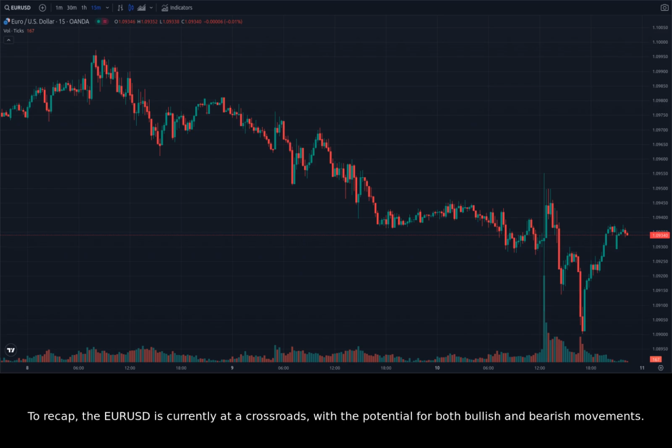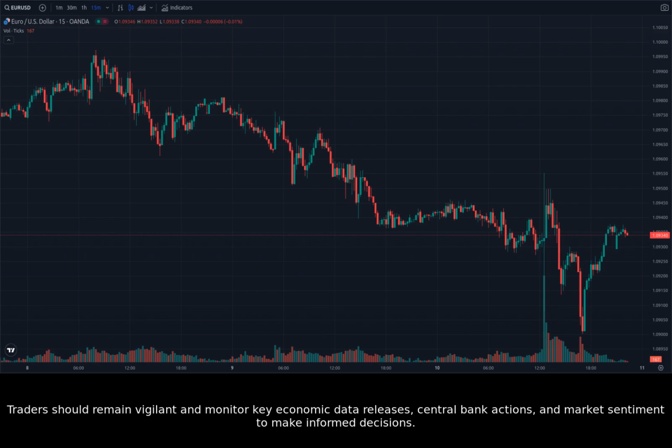To recap, the EURUSD is currently at a crossroads, with the potential for both bullish and bearish movements. The 1.0950 resistance level is a crucial point to watch, as a break above it could signal a strong bullish reversal. Conversely, a break below the 1.0900 support level would solidify the bearish trend. Traders should remain vigilant and monitor key economic data releases, central bank actions, and market sentiment to make informed decisions.